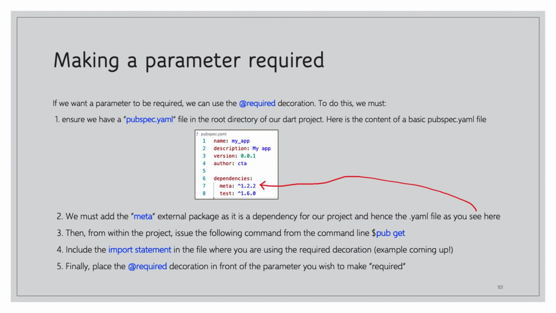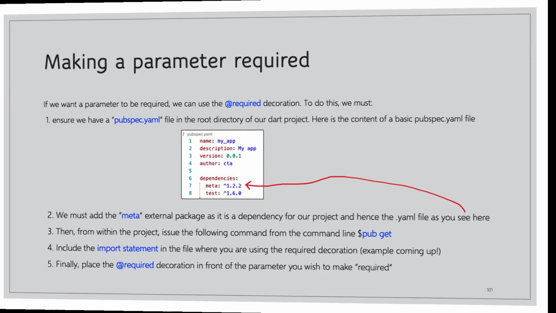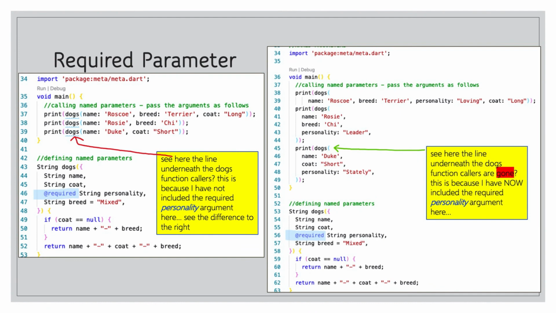Then we must include the import statement in the file where you're using the required decoration, and an example will be coming up. Finally, we place the @required decoration in front of the parameter you wish to make required. All right, and as promised, here is our example. You see down here in our dogs function that we used in the previous slide, we now have the @required string personality. So now I'm requiring the named parameter personality.